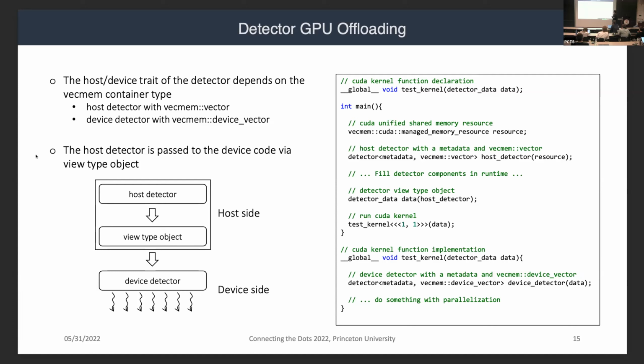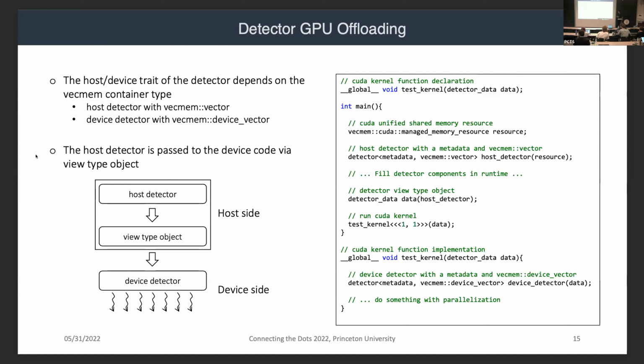We just build the detector on the host side, and we just make the view object, which can be passed into the GPU device. And once the view object is passed into the GPU device, we can just build the device detector, as you can see here.